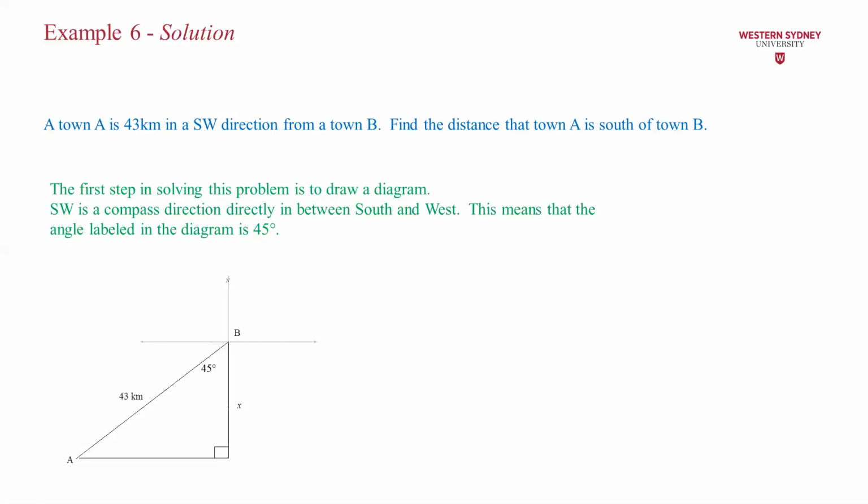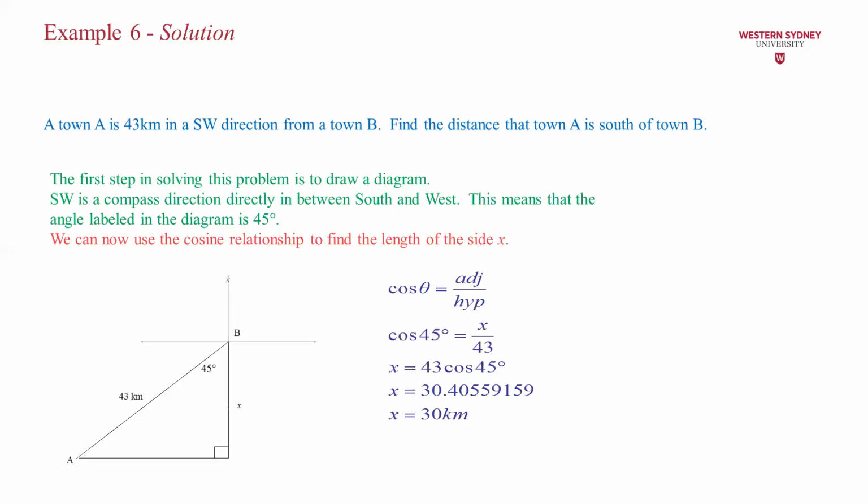So our triangle is drawn here with 45 degrees as the angle and 43 kilometres as the distance between A and B. To find the distance south, we want to find the adjacent side, labelled with x. Since we have adjacent and hypotenuse, we use the cosine ratio. Substituting the numbers gives cos 45 degrees equals x over 43. Multiplying both sides by 43 and using our calculator gives us our answer of 30 kilometres to the nearest whole number.